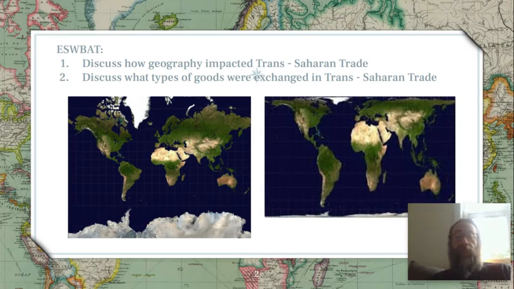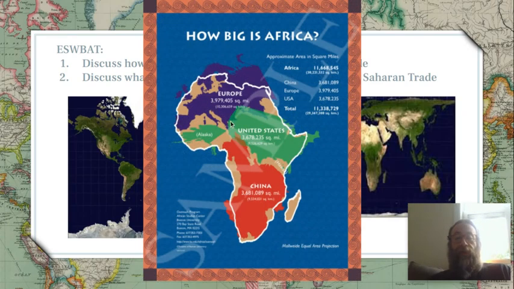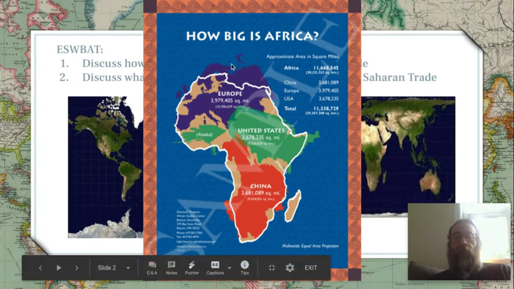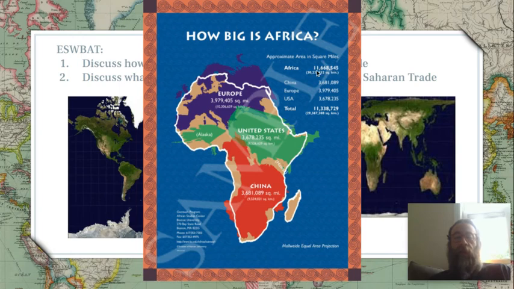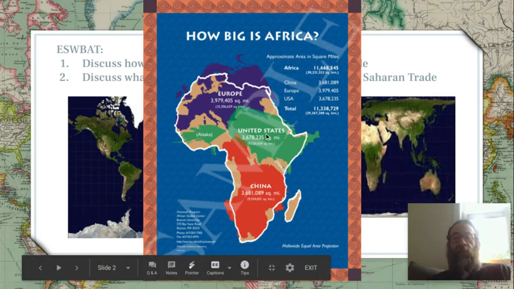So let's take a look at this next piece of information. If you look, you have Africa right here, 11 million square miles, almost 12 million square miles. These are the areas that could fit inside of it. You have the United States, China, Alaska, and Europe. They all fit inside of it. That's how big it is.